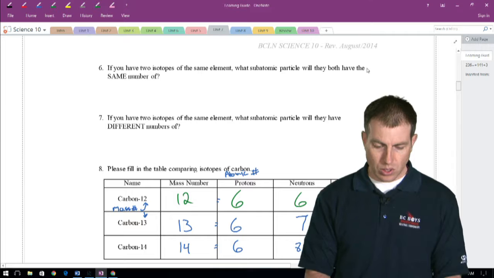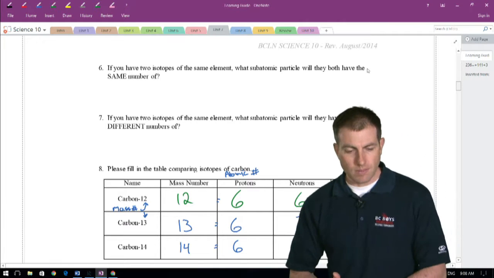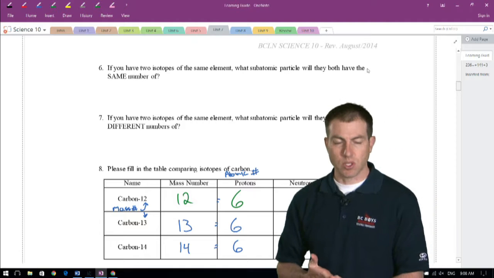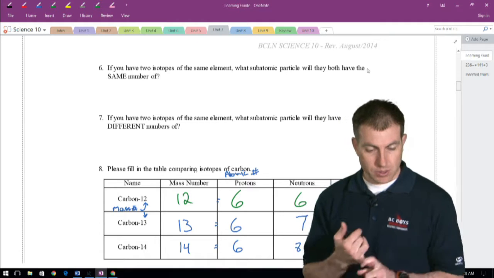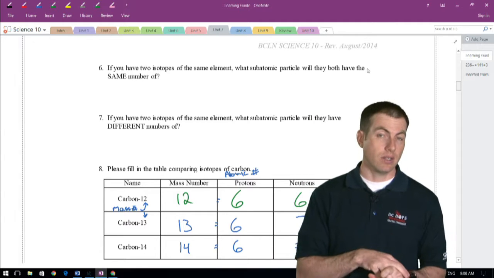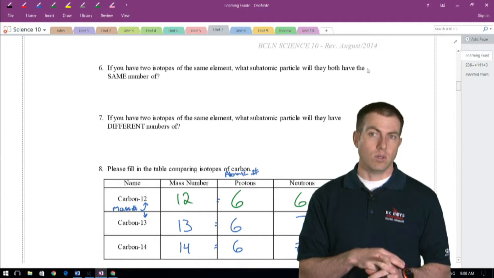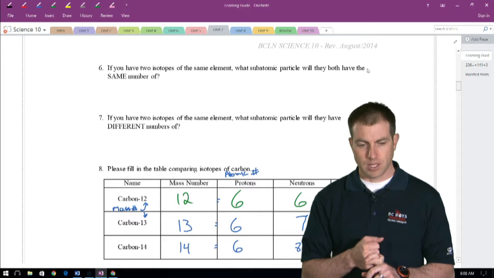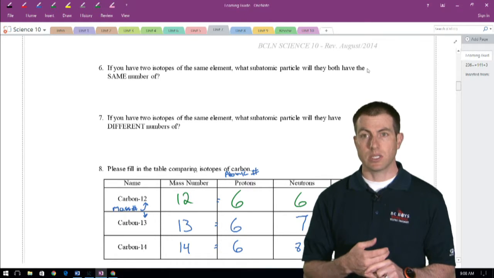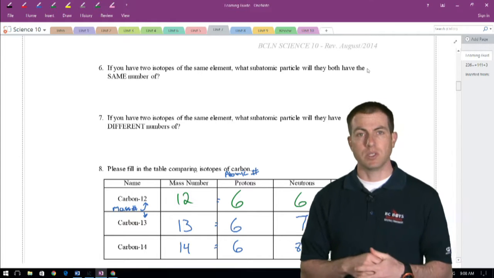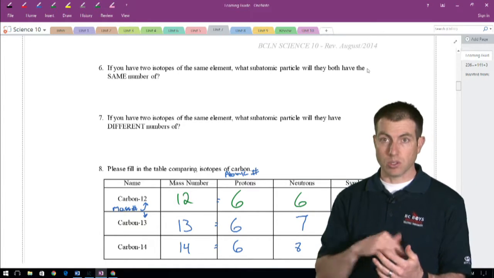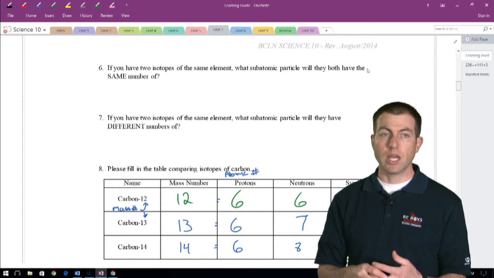If you have 2 isotopes of the same element, what subatomic particle will they always have different numbers of? So for number 6, we said the element would have the same number of protons. For number 7, what's going to be different? What are we thinking? What's different in the chart down below? So number 8, we looked at carbon specifically. The number of protons is the same for all 3 rows in the chart. Which one's different? Yeah, Costin, neutrons.